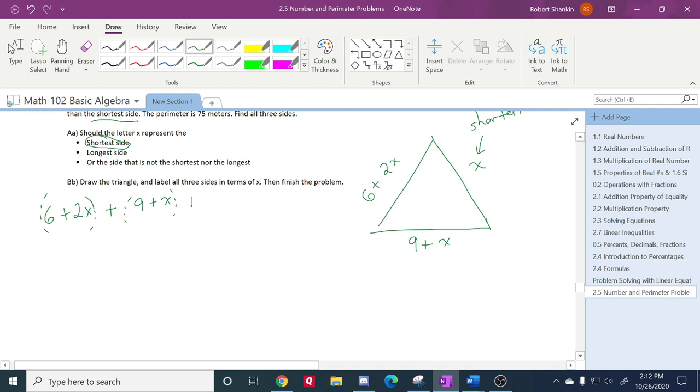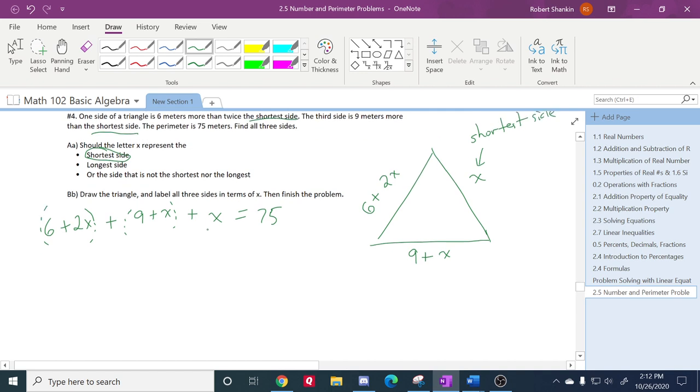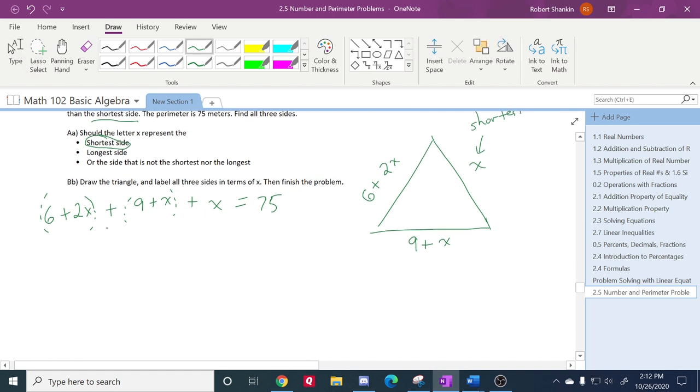These don't really need to be in parentheses, but it helps me see that they came in at one time. They represented one side length. And it said the perimeter was 75 meters. This one is easier to solve because there are no fractions in it. So 2x plus 1x plus 1x, it's 4 x's. 9 and 6 make 15.